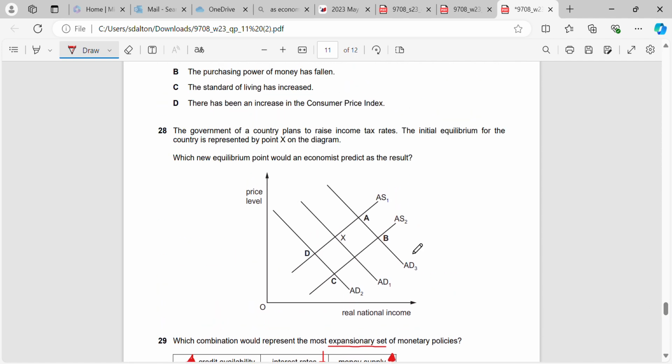28. Government of a country plans to raise income taxes. Initial equilibrium is represented by point X. What new equilibrium? Okay. Very simple. Raising income taxes is a contractionary fiscal policy. It is designed to take money out of people's pockets. So it is designed to reduce consumer expenditure and reduce investment, which will result in aggregate demand decreasing or aggregate demand moving to the left. So therefore, if we start at an initial equilibrium of D and we follow our AD shift to the left, we will be left at point D.